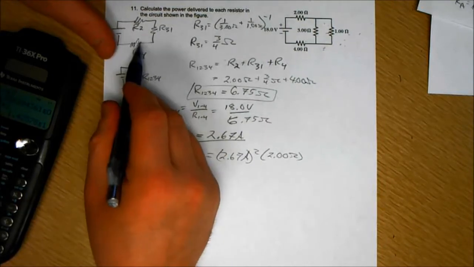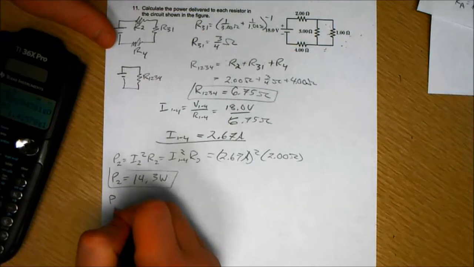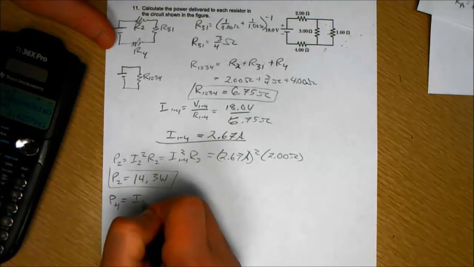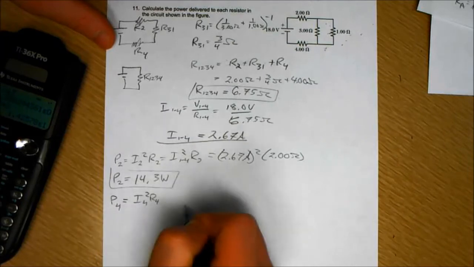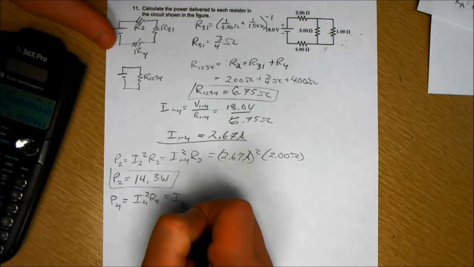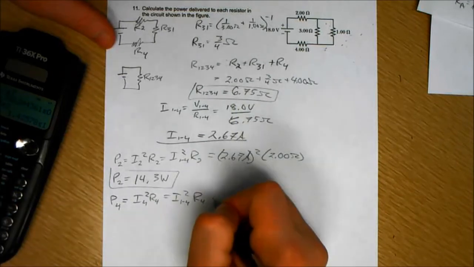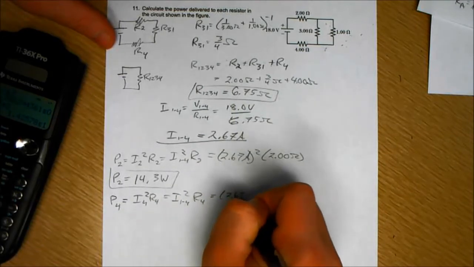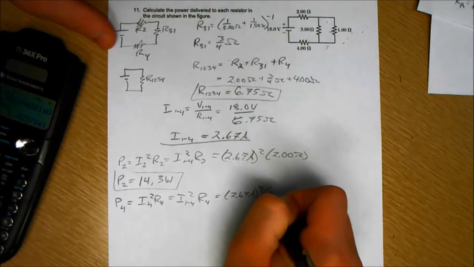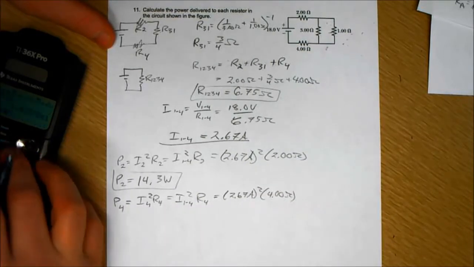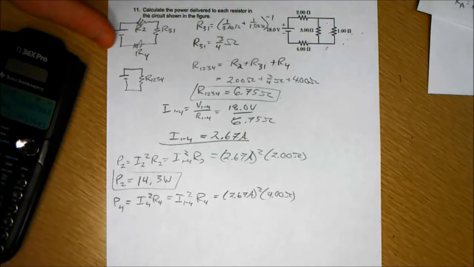And we can also find the power through this one too. The power in resistor 4 is I squared R4, which is I1 through 4 squared R4, which is just equal to 2.67 amps squared times 4 ohms, or 28.5 watts.